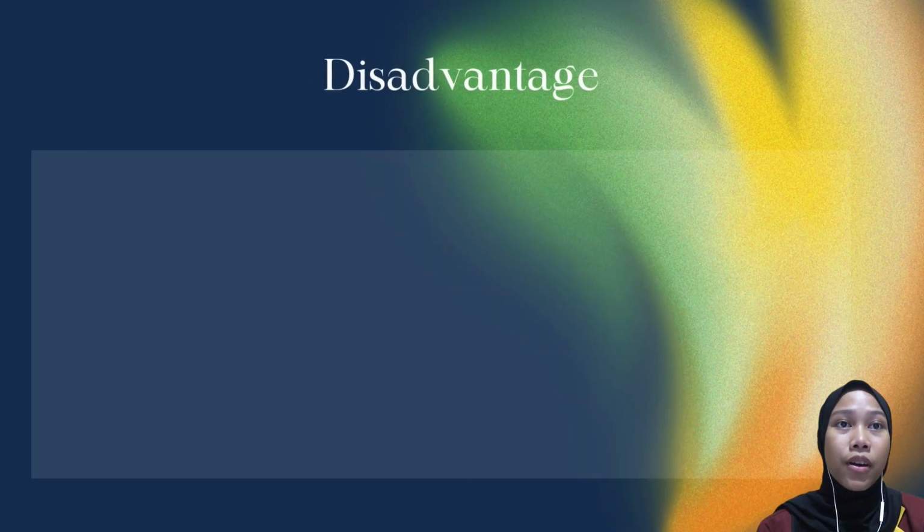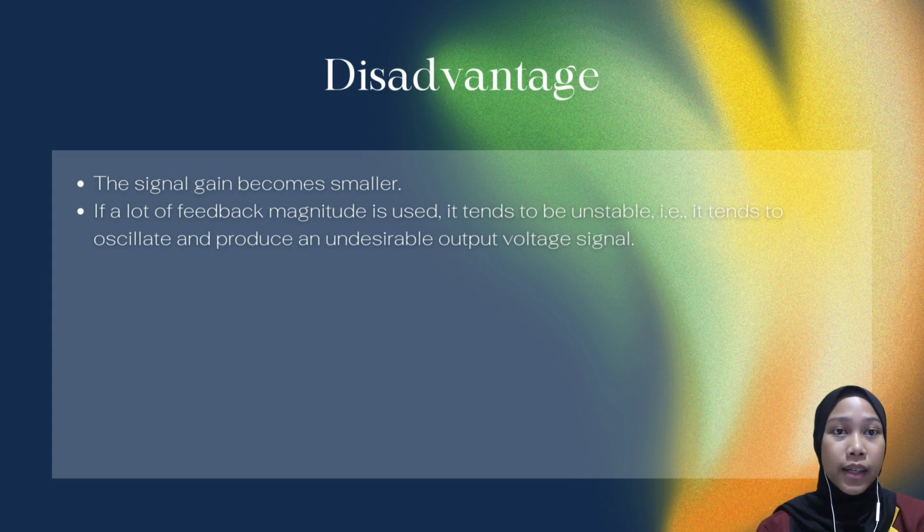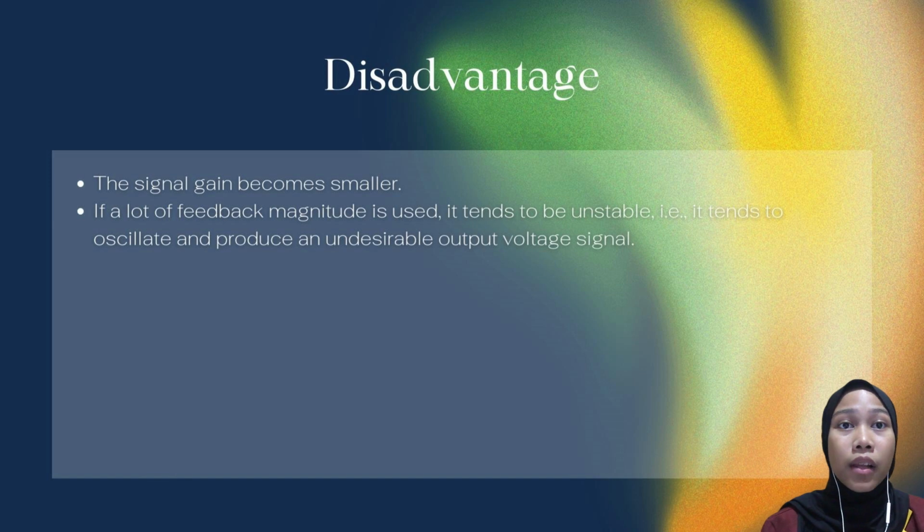And then, there are disadvantages of using negative feedback. The signal gains become smaller, and if a lot of feedback magnitude is used, it tends to be unstable. So it tends to oscillate and produce an undesirable output voltage signals.